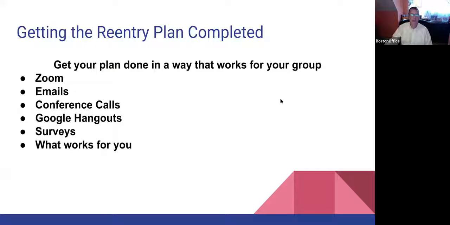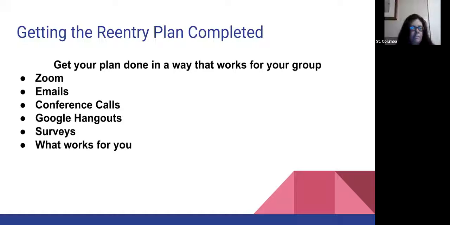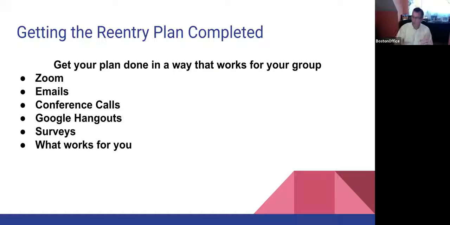So, getting the reentry plan completed: get your plan done in a way that works for you and your group. You can get together like we are via Zoom. You can coordinate everything through email. You can do a conference telephone call if a lot of the people you need to rely on don't want to use Zoom, don't have Zoom, or feel uncomfortable. You can use Google Hangouts, which is comparable to Zoom. You can use surveys like SurveyMonkey to get information from people. But just use what works for you so that you can get this accomplished and get everybody you need to participate.